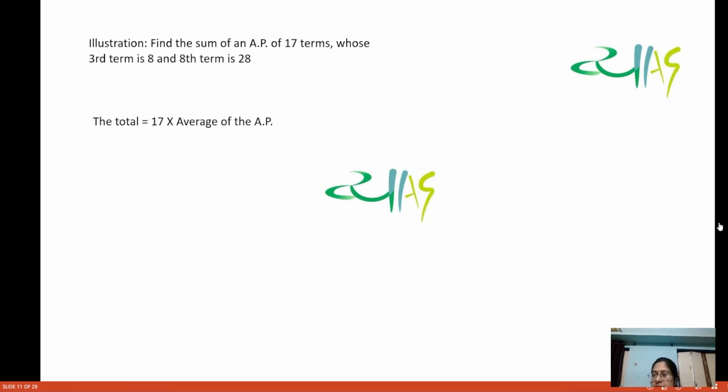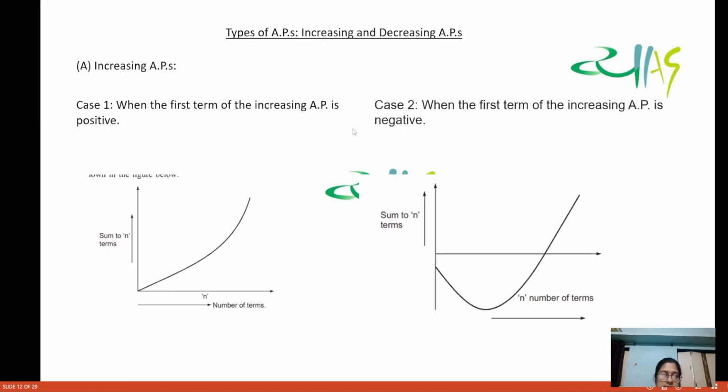So I hope now everybody is clear with the methods related to this. Okay, now look at this concept. It is one of the important concepts that is asked in CAT examinations. Now there are increasing and decreasing APs. First, let us study increasing APs.